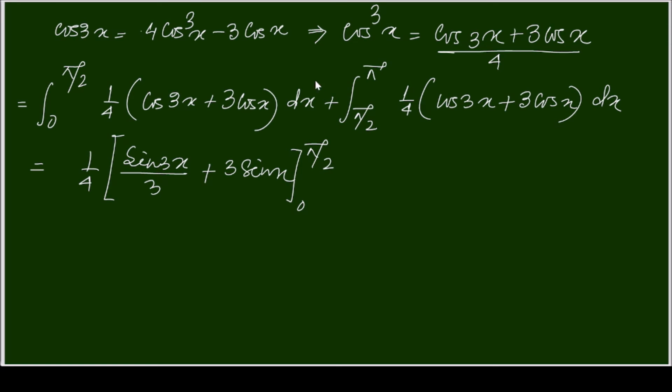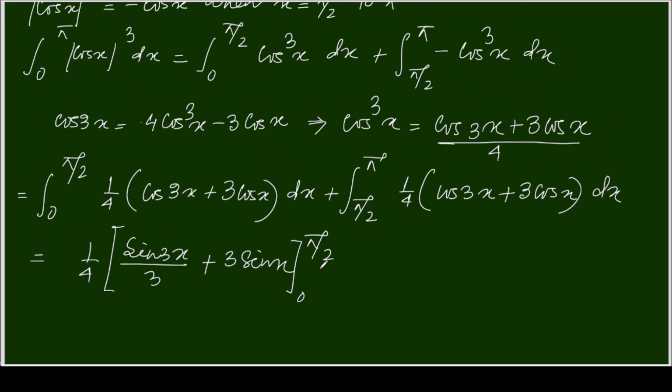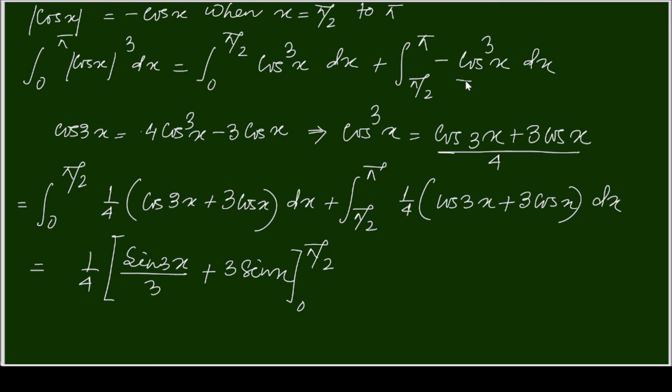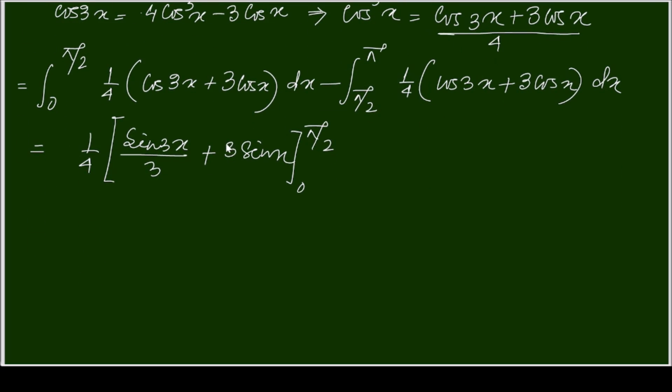And of course this was negative here. This was negative, so it will be negative here only. So minus 1 by 4, again this will be (sin 3x over 3 plus 3 sin x) from pi by 2 to pi.